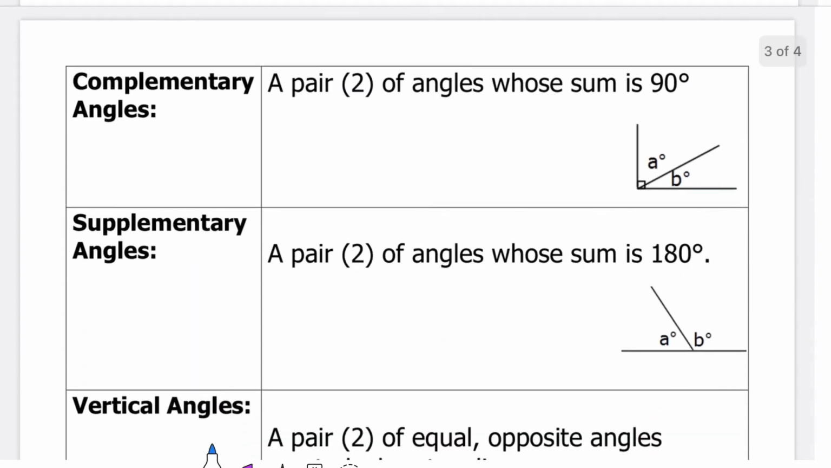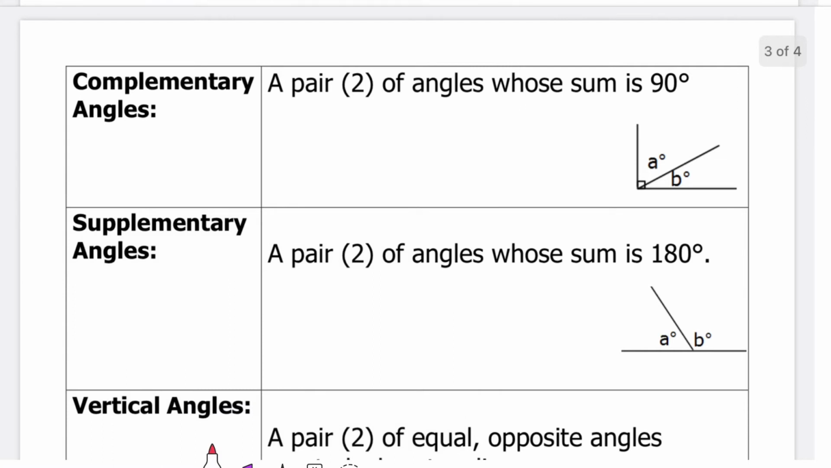The next two definitions are complementary and supplementary angles. Complementary is a pair of two angles whose sum is 90 degrees, and supplementary is a pair of two angles whose sum is 180 degrees. So copy those down. If you need to pause the video, please do so.